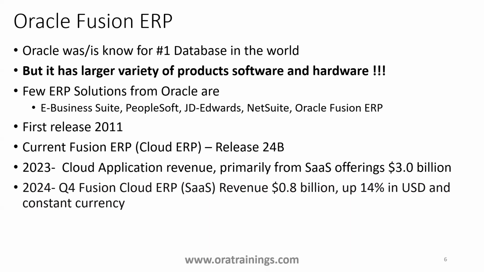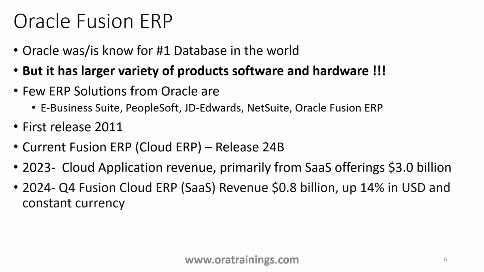Okay, and the first release of Fusion ERP was around 20 years back or 15 years back. It was on-premise earlier. Sorry, the Fusion ERP was not a SaaS-based model when it was released. After release 9 or a couple of versions, it changed to a cloud-based model, SaaS-based model. The latest ERP version of our Fusion ERP is 24B.